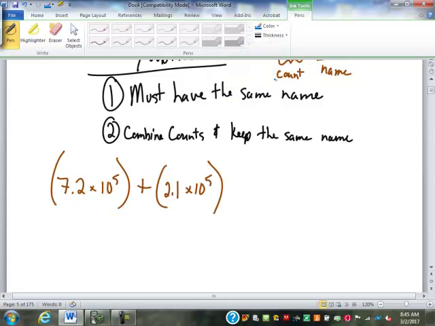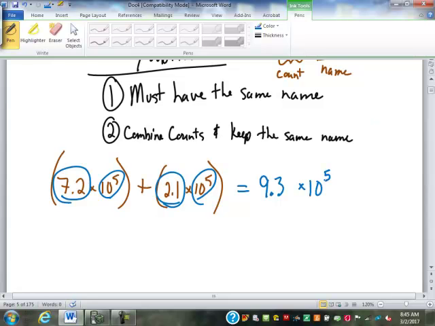Do these have the same name? Yeah, they're both 10 to the fifth. So that means we can combine the counts. We're adding, so we're going to combine the counts with addition. 7.2 plus 2.1 is 9.3 times 10 to the fifth. We keep the same name when we add or subtract. So 10 to the fifth plus 10 to the fifth is going to stay 10 to the fifth.